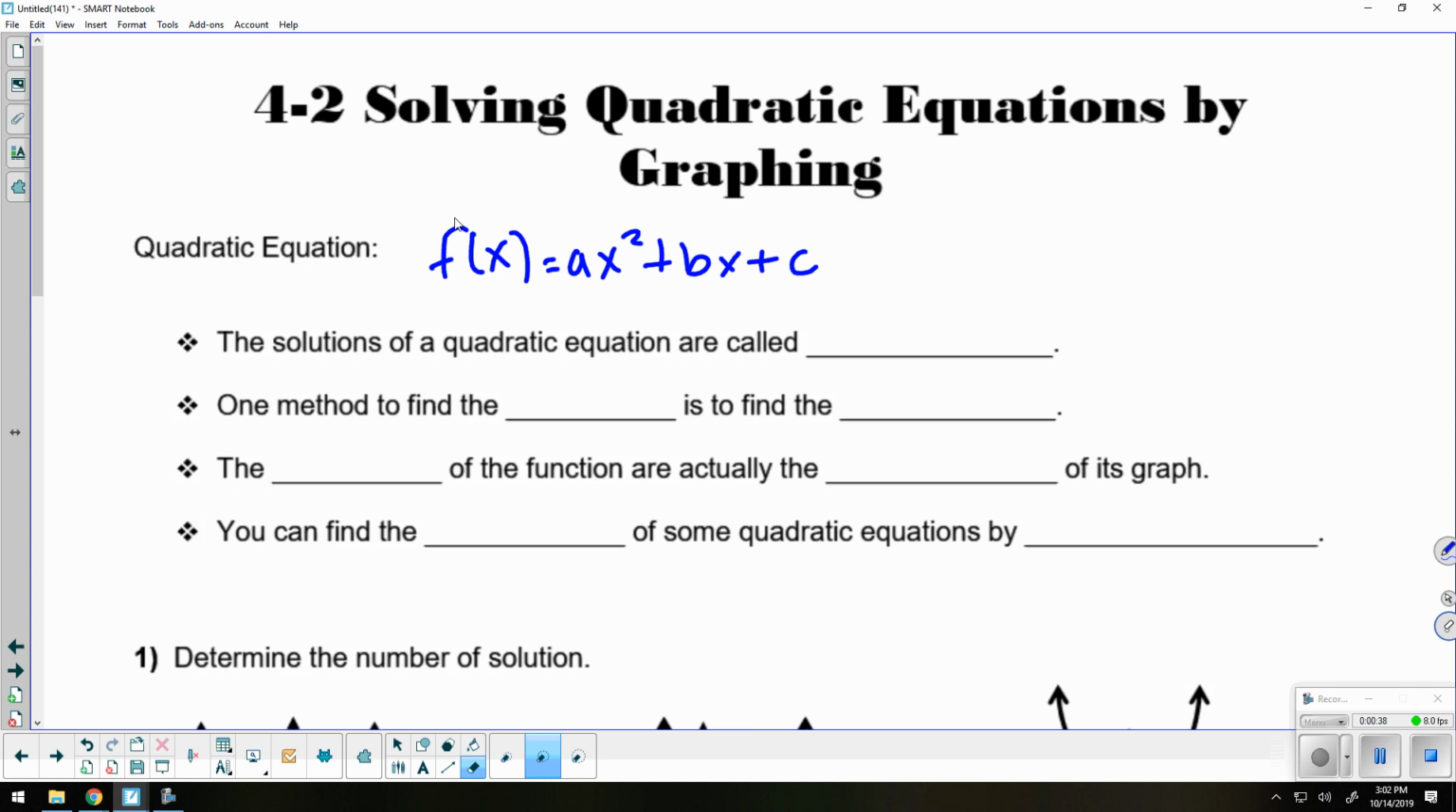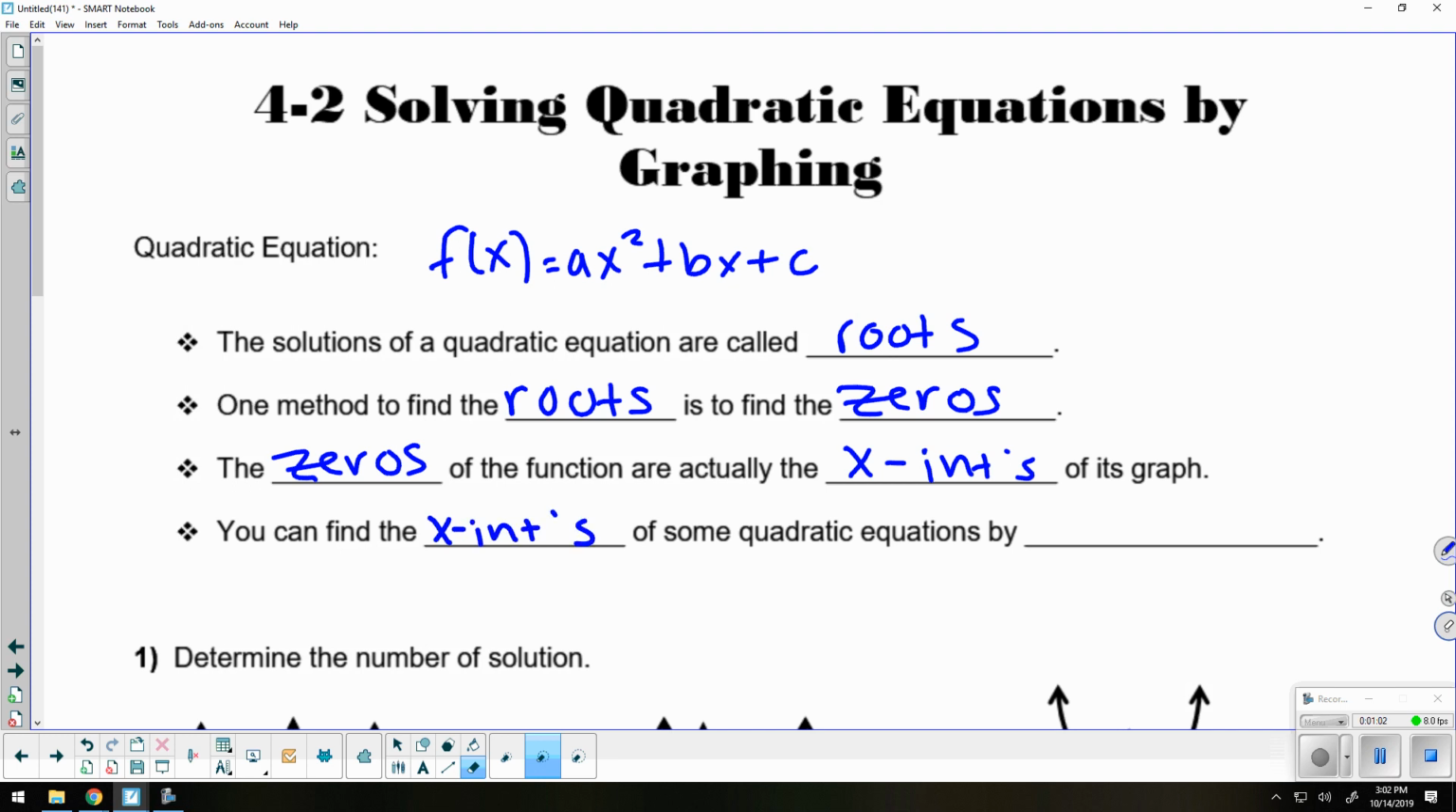The solutions of a quadratic equation are called the roots. One method to find the roots is to find what's called the zeros. The zeros of the function are actually going to be the x-intercepts of its graph, and you can find the x-intercepts by simply graphing it.